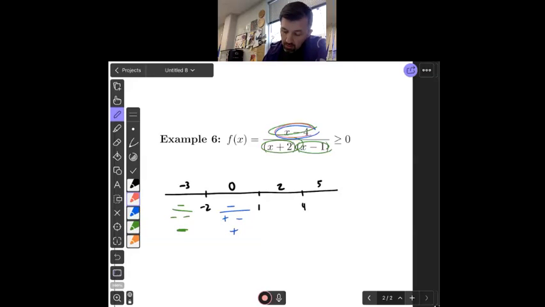Plugging in 2. 2 minus 4 is a negative number over 2 plus 2 is positive. 2 minus 1 is positive. So a negative divided by a positive is a negative. Then plugging in 5. 5 minus 4, that's positive, over 5 plus 2, it's positive. 5 minus 1, that's positive. Positive divided by positive is positive.